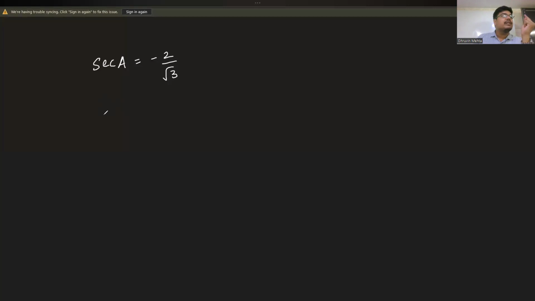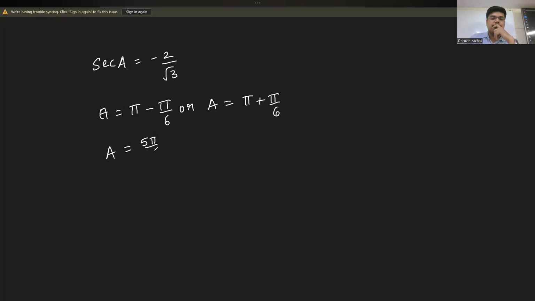See, sec is negative in second and third quadrant, and sec of 30 मतलब pi by 6 is 2 by root 3. तो a जो होगा, a will be pi minus theta. Second quadrant is pi minus theta. तो pi minus pi by 6. नहीं. Sec is negative in third quadrant. In third, how do we write the angle? Pi plus pi by 6. Correct. So answer is 5 pi by 6 or 7 pi by 6.